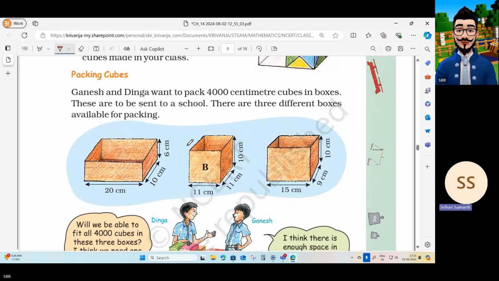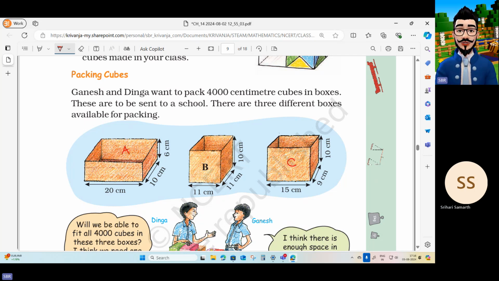Packing cubes. Ganesh and Dinga want to pack 4,000 centimeter cubes in boxes. These are to be sent to a school. There are 3 different boxes available for packing. Okay, let's check. How many boxes are there? There are 3. Okay. Let us call this one B, this one C, and this one A.